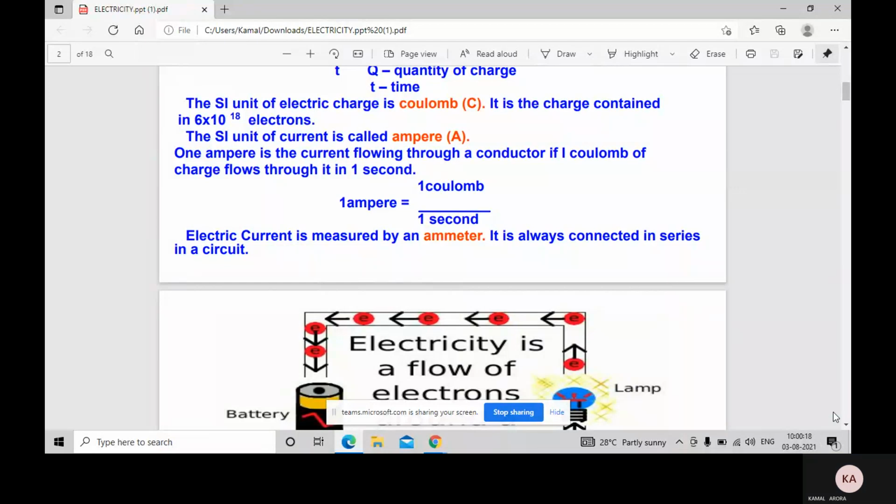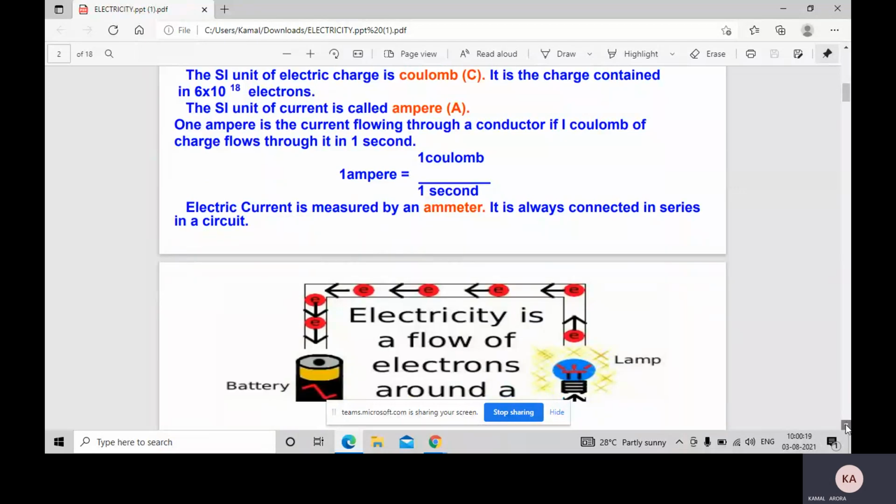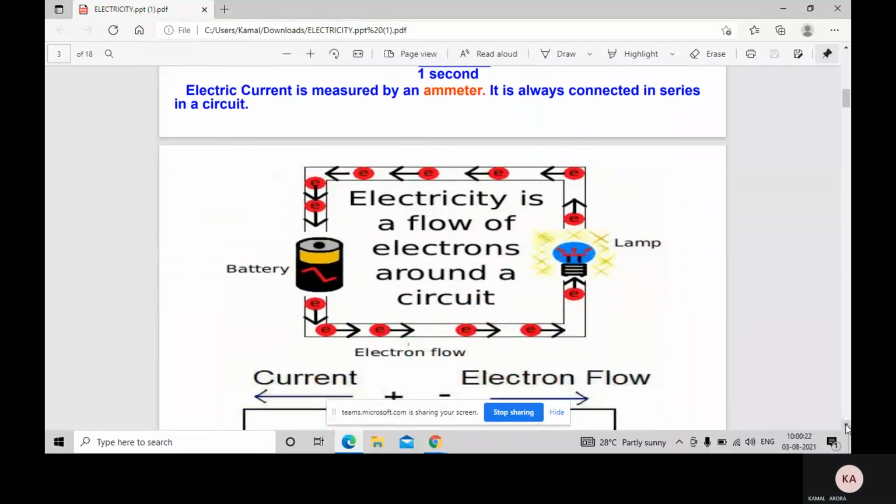Now, which instrument is used to measure the electric current? That is the ammeter. Ammeter is the instrument which is used to measure the strength of electric current, and it is always connected in series.